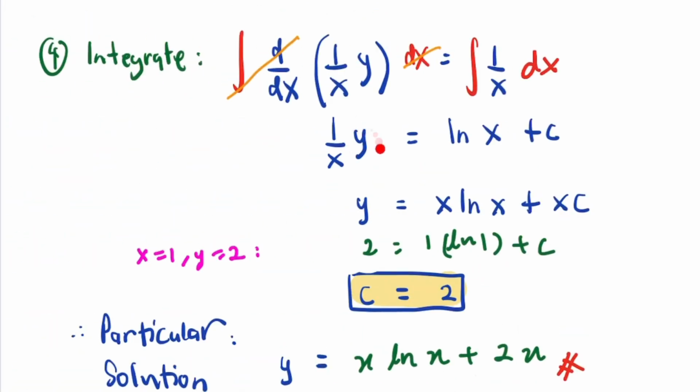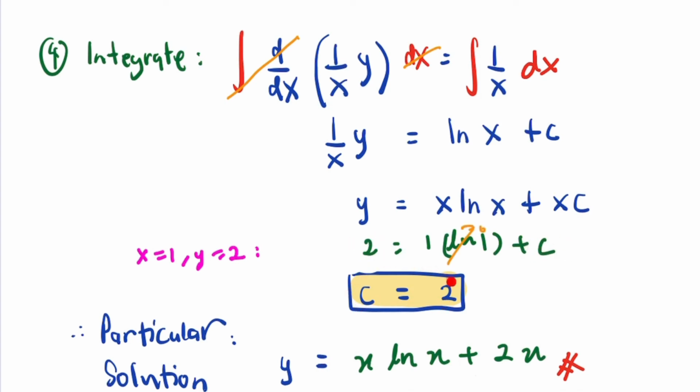And then we need to solve for y. So your 1/x here, let's cross multiply. So you have y equals x ln x plus xc. Now let's fill in our extra information that we got. x is equal to 1, y is equal to 2. This will be used in order to find your constant c. So your y is 2 and your x is 1. So 2 equals 1 ln 1 plus 1 times c. Ln 1 is just equal to 0, and then we'll have c equal to 2.